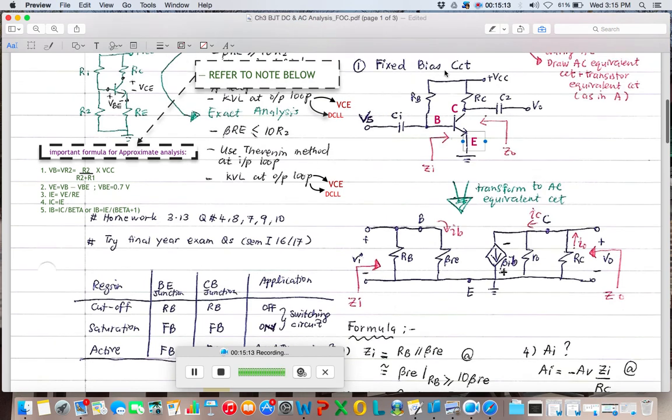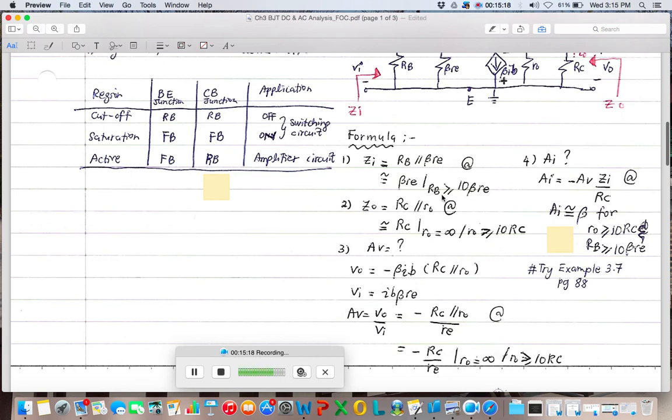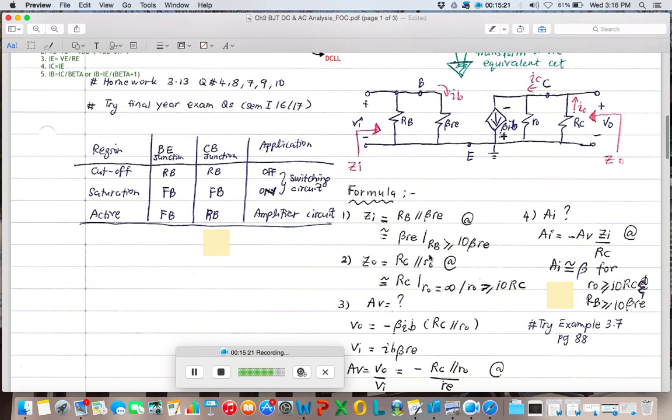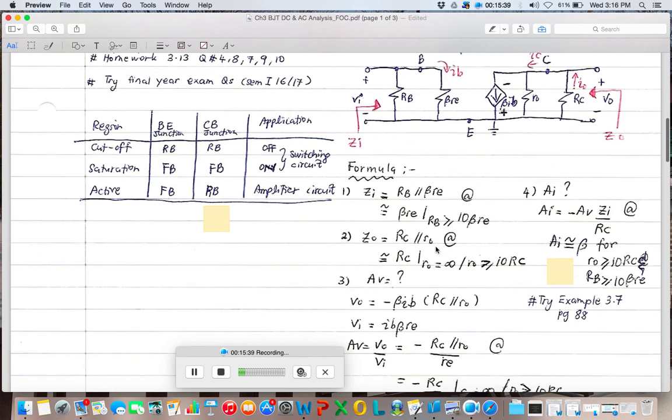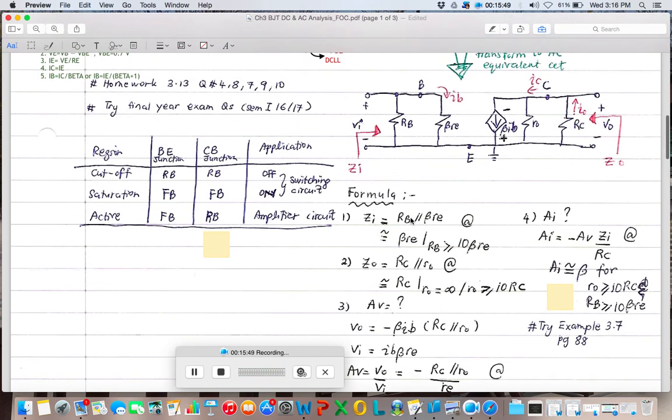Now in fixed bias circuit, there is one different condition that you need to check. So is it RB is greater than 10 beta RE? If yes, so automatically the ZI is beta RE. So you have two formulas here. Actually either one is acceptable, alright? It's just that if you notice that RB is greater than 10 beta RE, then we assume that ZI is equal to beta RE. Okay?